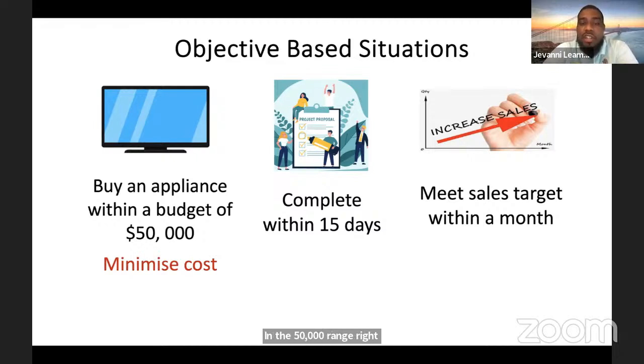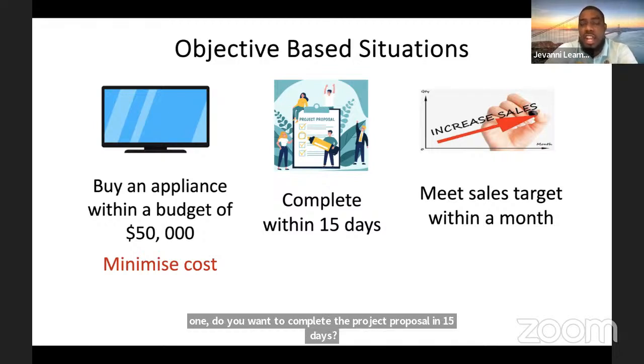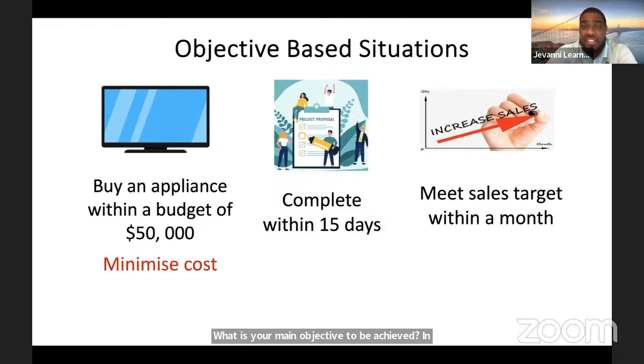All right, the other one. Josiah, can you lower your hand for me, please? All right. So for the second one, you want to complete the project proposal in 15 days. What is your main objective to be achieved in that situation? You can type in the chat or you can raise your hand and I will address you. Raise your hand. Do not just open your mics. So to complete within 15 days, what would be our main objective?